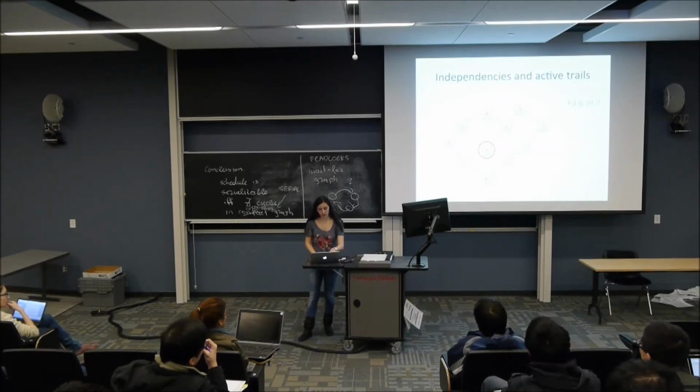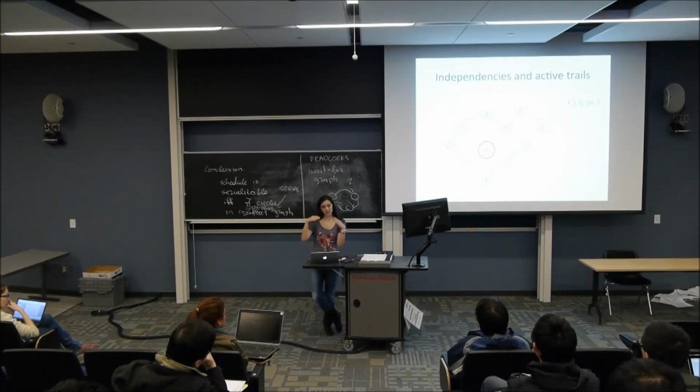Okay. So here, A and B are dependent, and because you don't observe E, then B and G are dependent. And the same thing here: A and B are dependent, and you don't observe C, so A and F are dependent. It doesn't matter which direction the arrows are going. Okay? Anyone else?